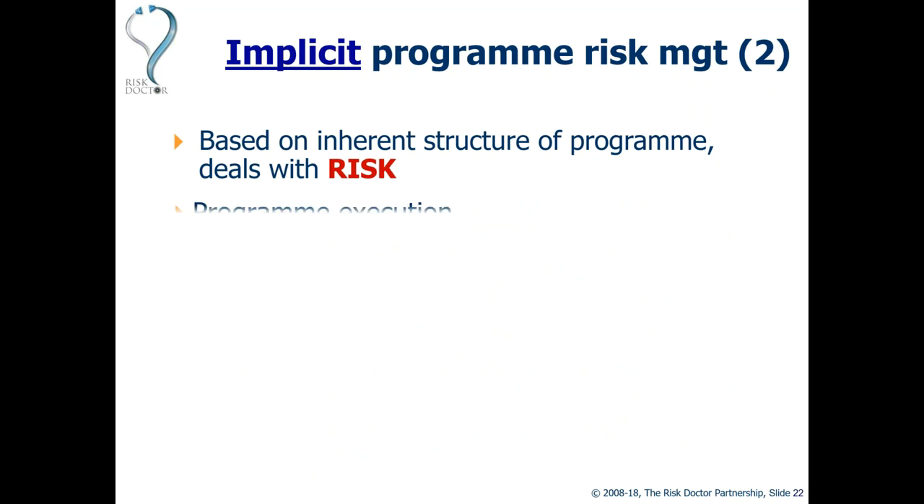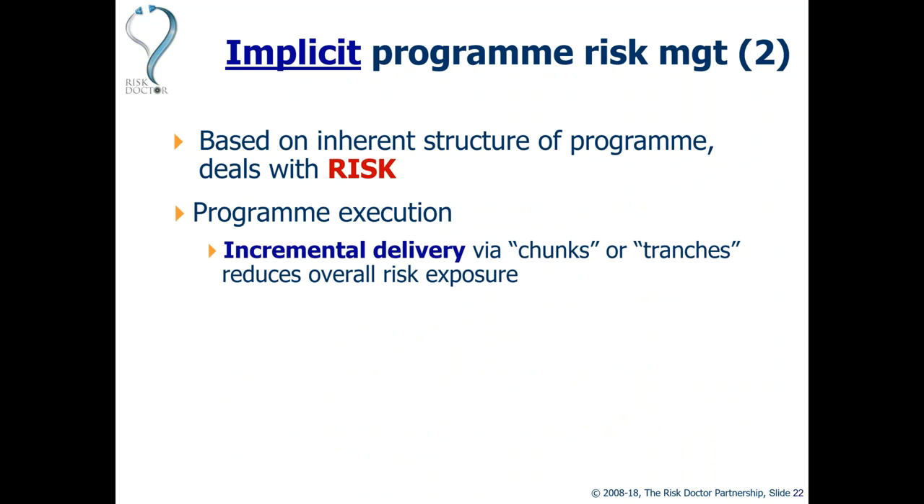There's a second way in which implicit program risk management works, and that's in the execution of the program, making sure that we keep the riskiness of the program within that overall threshold, which we do by the way that we structure the program. So incremental delivery of value and benefits by separating out our program into chunks or cycles or tranches will reduce our overall level of risk exposure. Again, we're not addressing individual risks, but by structuring the program and the way we deliver it in a particular way, we're managing the risk profile of the whole program in order to stay within the overall risk threshold that's been set for us.